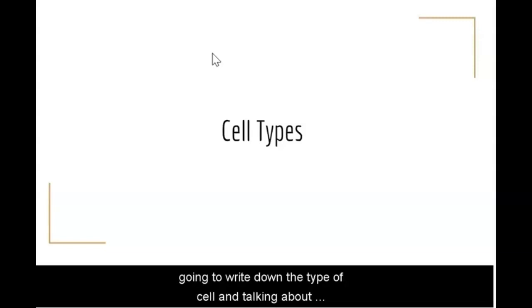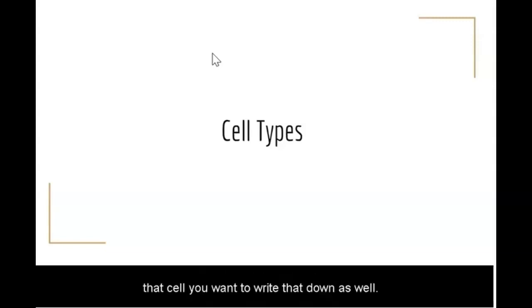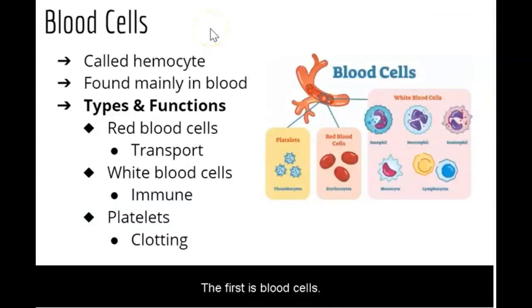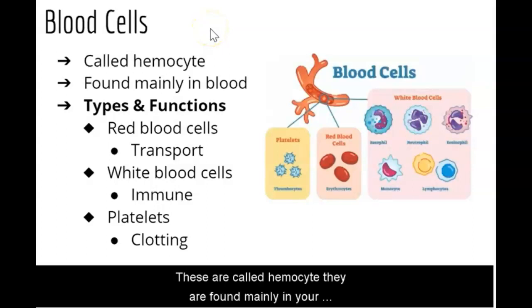So you're going to write down the type of cell I'm talking about. You're going to write down the function, and then if there's types of that cell, you'll want to write that down as well. So the first is blood cells. These are called hemocytes. They are found mainly in your blood. You have 3 types of blood cells, and they have different functions.